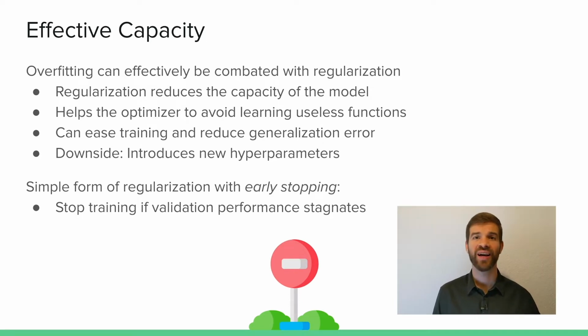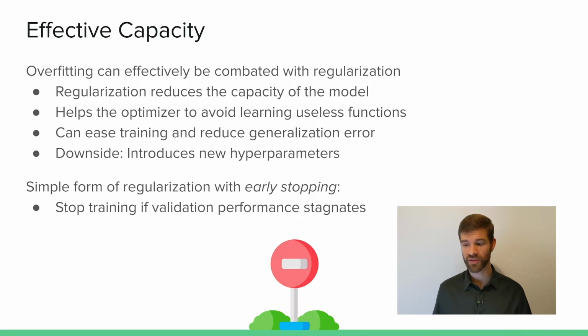We want to have a generalization error that is as low as possible. The downside, if we introduce regularization, we are introducing new hyperparameters. And as soon as we introduce new hyperparameters, well, we have to do more work. So the simplest form of regularization would be early stopping.